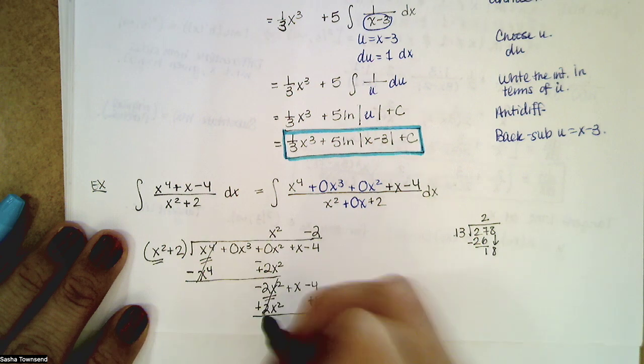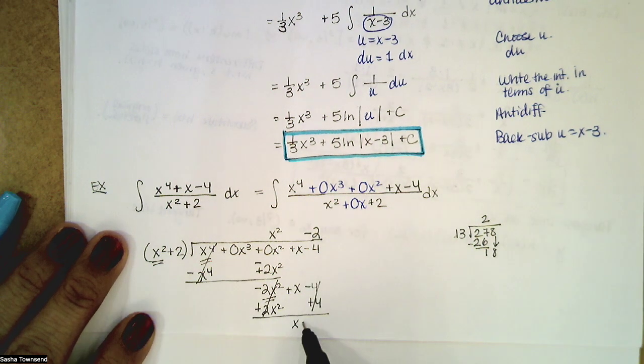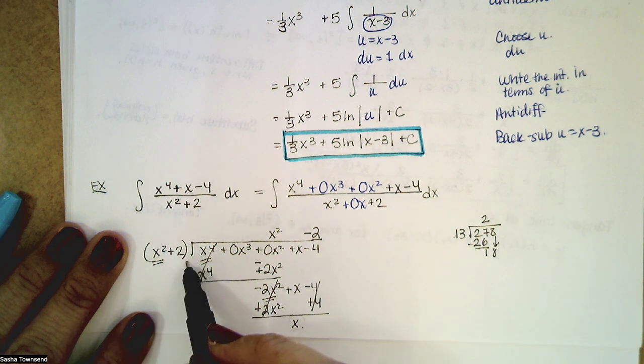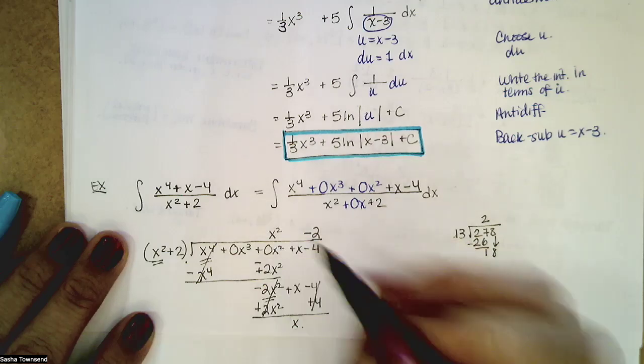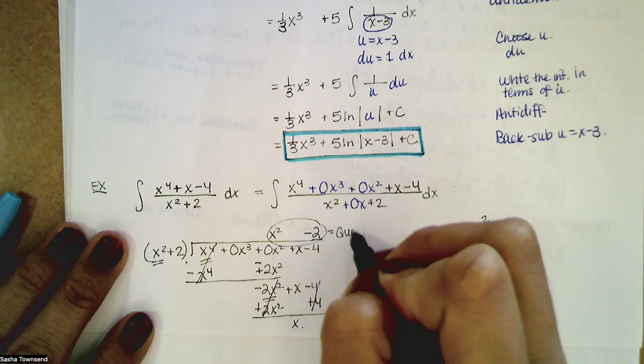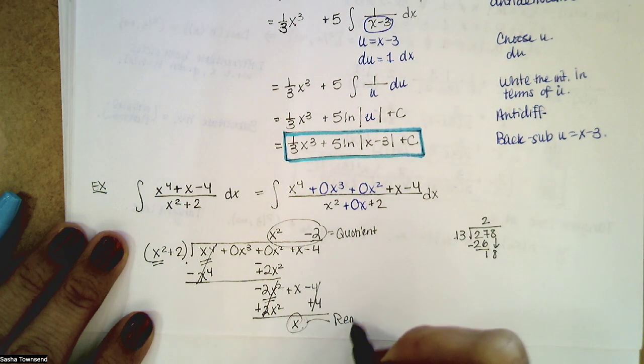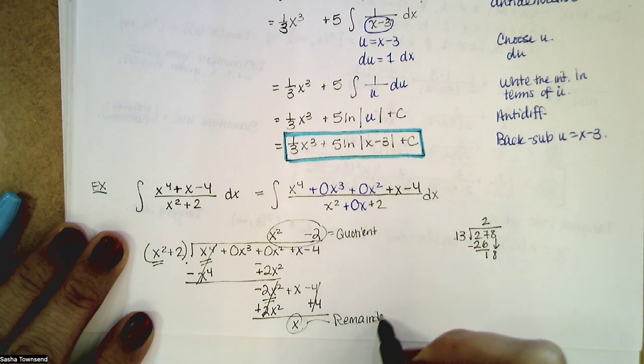Those are going to reduce. Then we have an x there, and then those reduce. And then we stop here because the degree of this polynomial is less than the degree of that polynomial. This expression is called the quotient. This is the remainder. And this expression that we're dividing by is called the divisor.